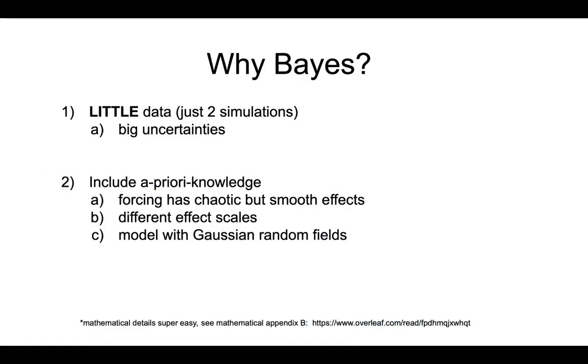Why is that? Next slide, please. Because we do not have, in fact, a big data problem, but we have a little data problem. We have just two simulations, and this will make for very big uncertainties. And also, it allows us to include a priori knowledge on the data and on the forcings that we have. I will elicit that on the next slide.